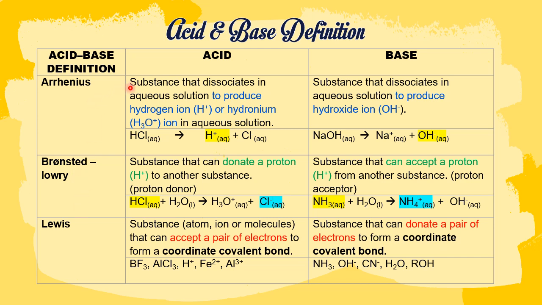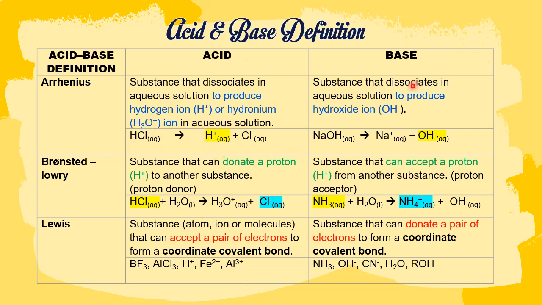According to Arrhenius, acid is a substance that dissociates in aqueous solution to produce hydronium or hydrogen ion, which is H plus or H3O plus in aqueous solution. By referring to this example, HCl, when it dissociates, it will form H plus ion. So HCl is an acid.